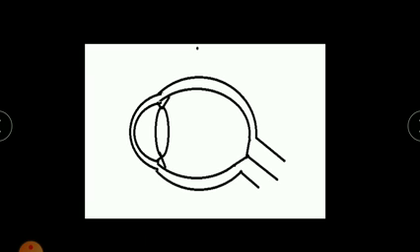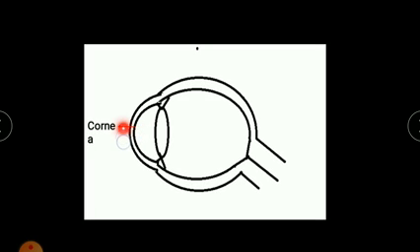Now, how to draw the human eye. I've made an animation. You can go through it. This is the structure of the human eye. You have to make this structure in this particular manner. Now, the first layer, this portion, is the cornea. The marking should be from the first one, not the second one. This arrow should be from the first one. That one is the cornea. This gap is the aqueous chamber.